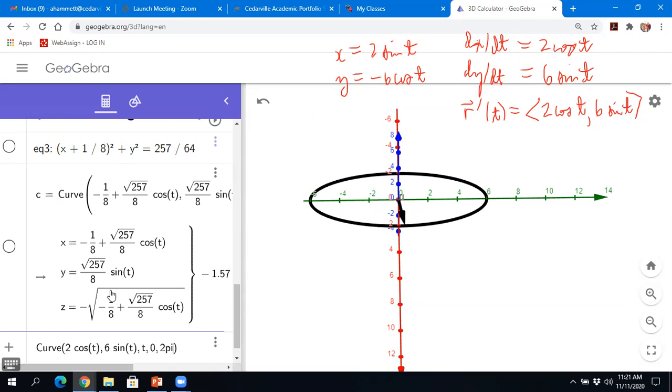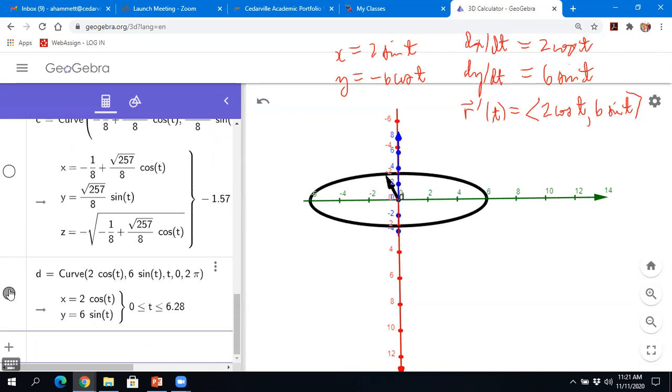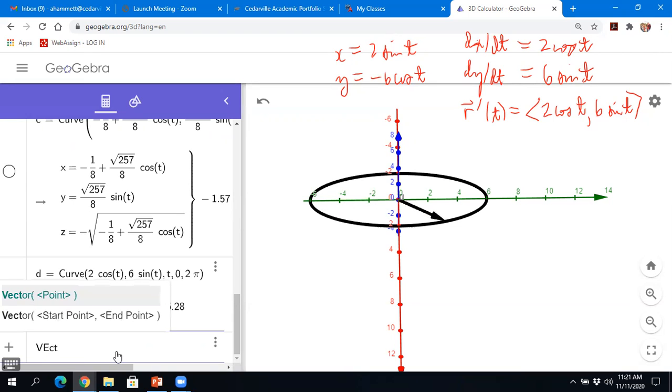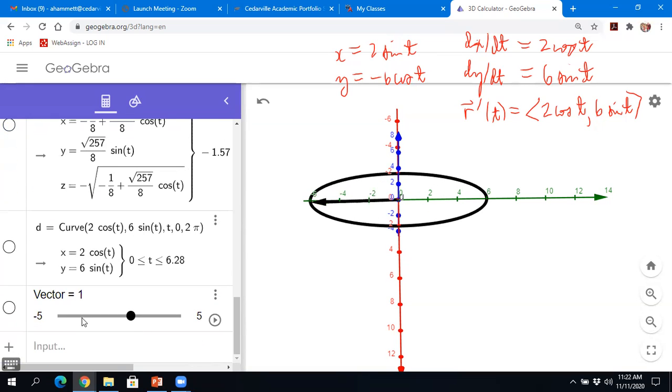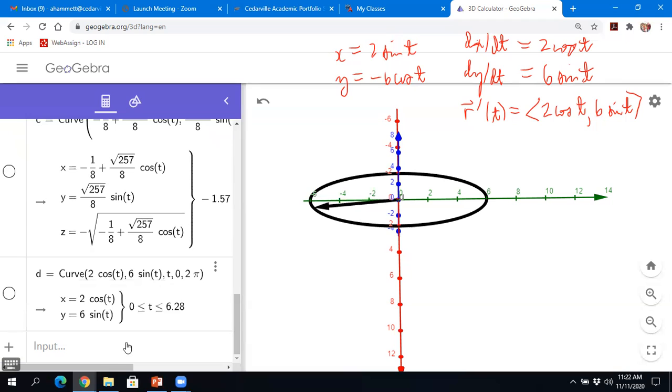Now, I don't necessarily want to graph this thing. What I want to do is form a vector for this. So vector, okay. And I'm going to do a start point and an end point. The start point, I have to figure out what this thing is. The start point is going to be r of s.